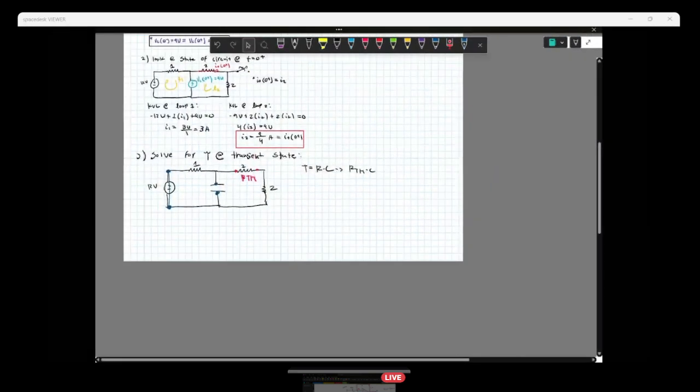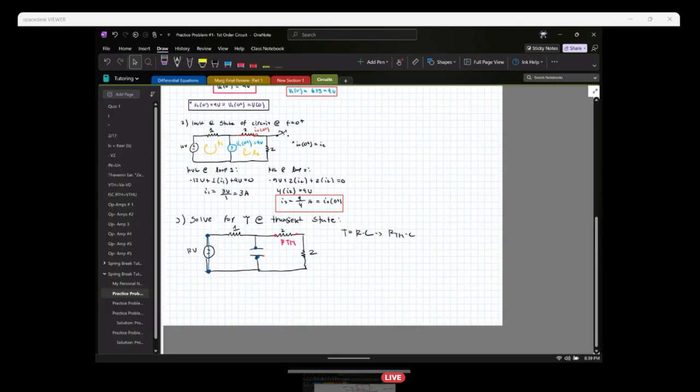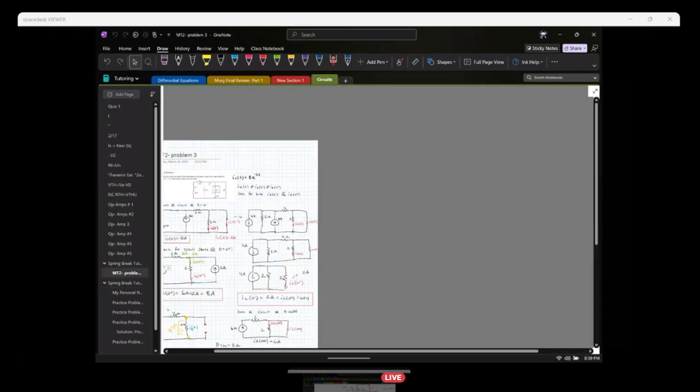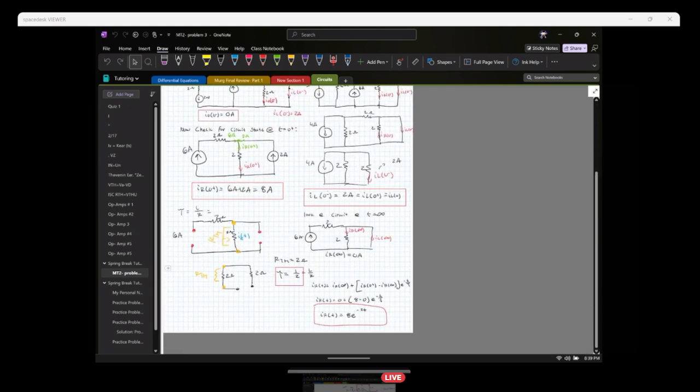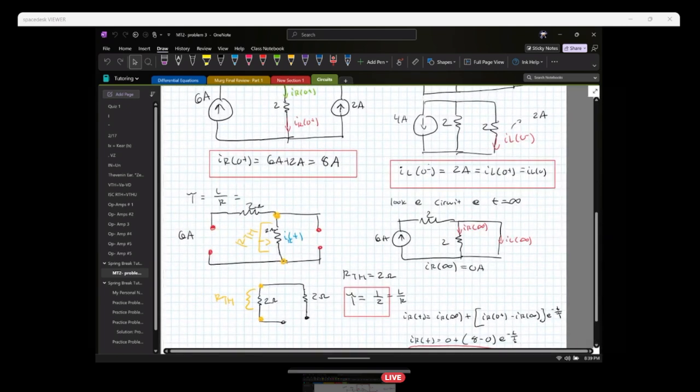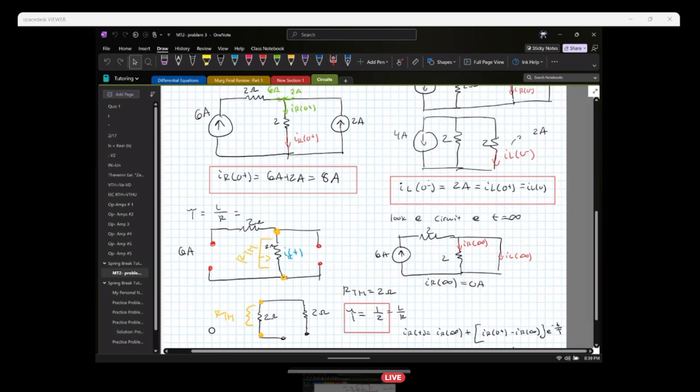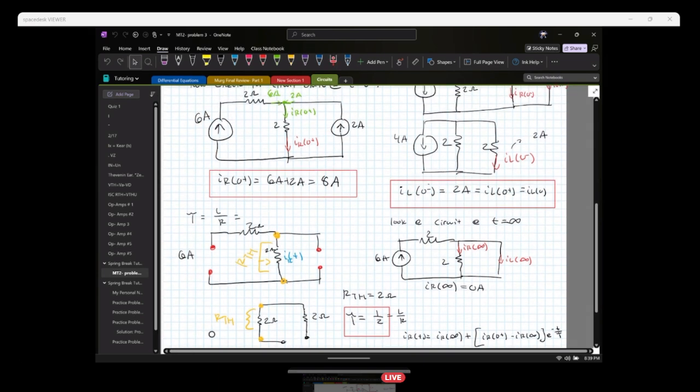What about the last one? The last one was the same thing. There are too many different methods in my notebook now. I could check here. Yeah, I'm right. You open circuit a current source, but you short a voltage source. Yeah, that's what I was saying. So yeah, I was right.